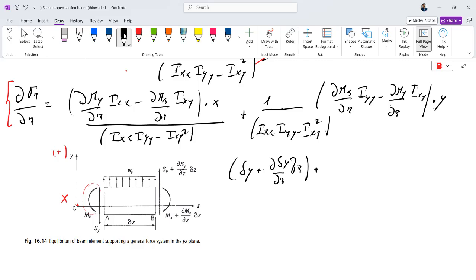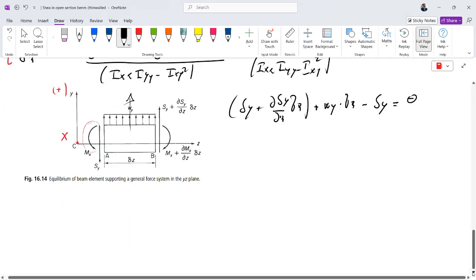Wy is the distributed load that is directed along the positive y direction. So we have Wy times dz, because we obtain the force, in this case, as with a distributed load where we do q times the length of the beam to obtain the lumped force. So Wy times dz to obtain a force here. So on the other side we have minus Sy, that is equal to 0.